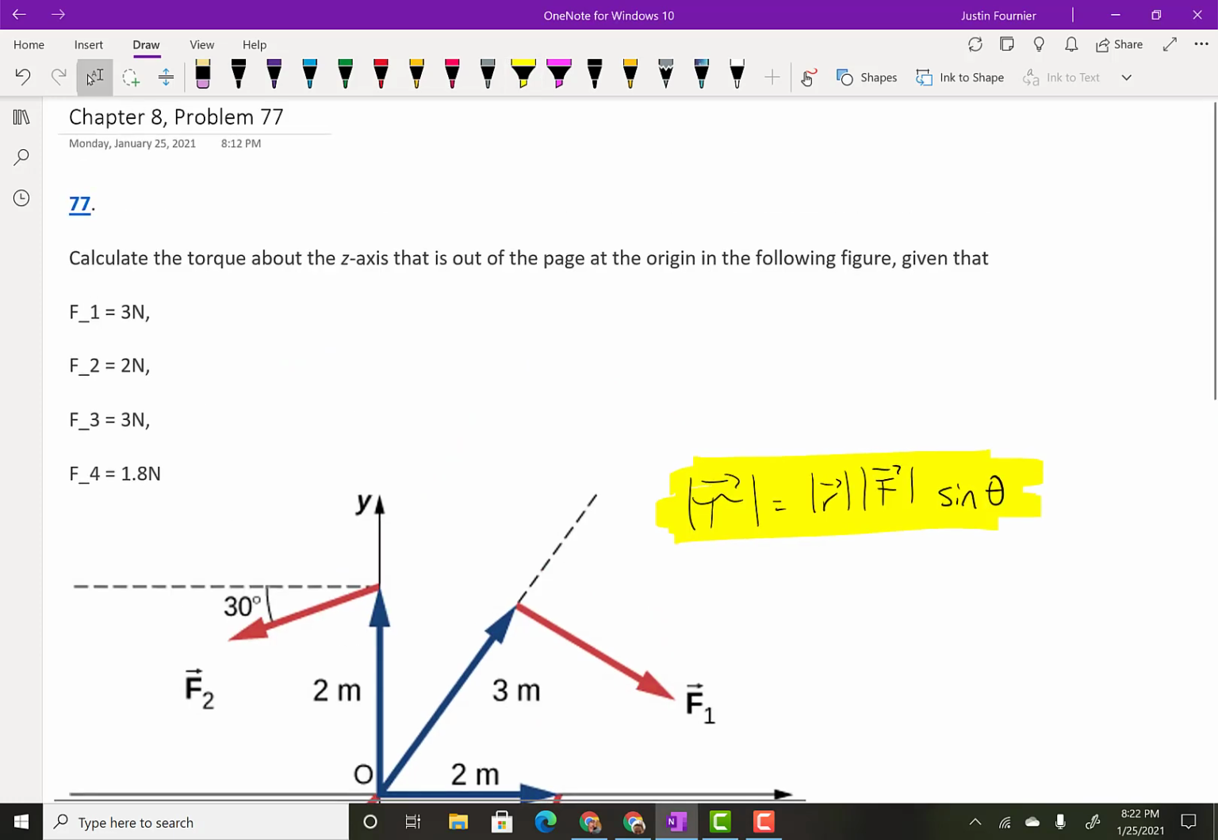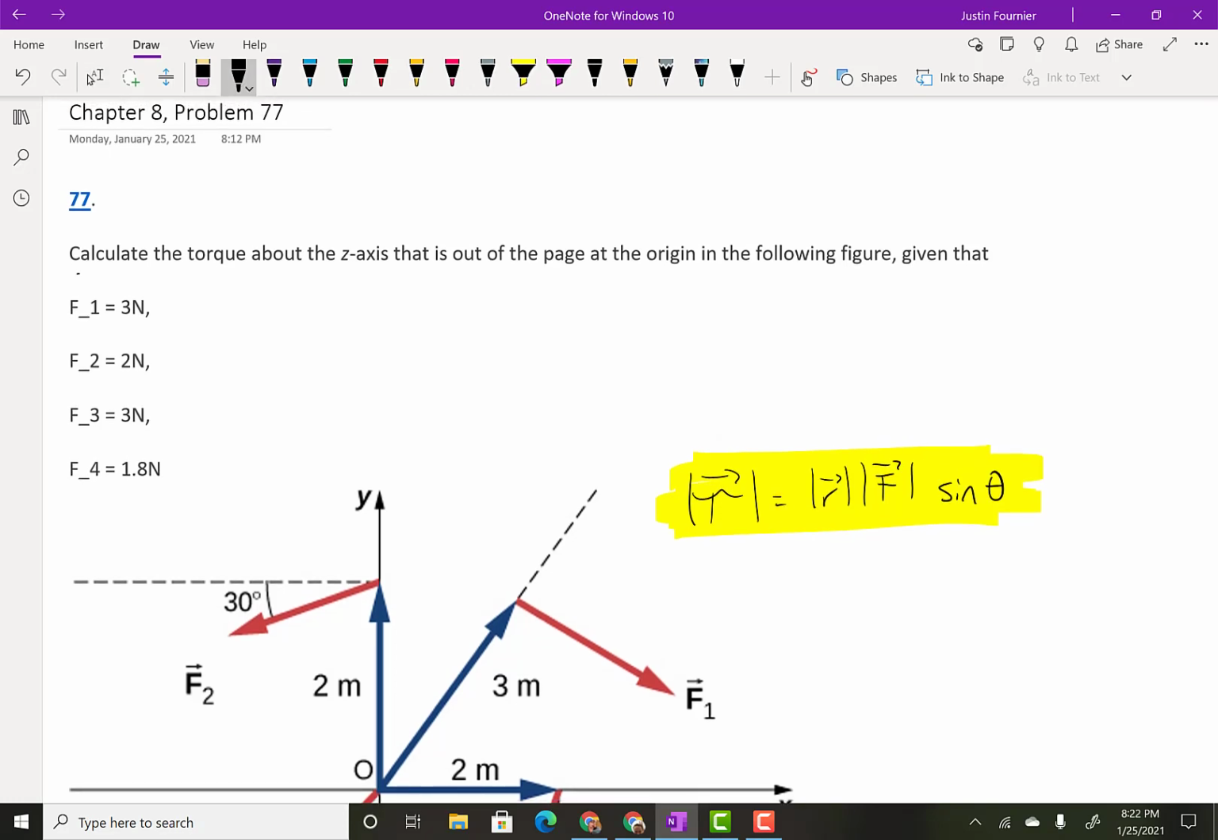Hello again, everybody. So this was requested, so I wanted to just go ahead and do it. We got a request to do a video solution of Chapter 8, Problem 77. What I like about this problem is it really drives home the point as to what all of these variables represent and how to interpret them in a diagram.